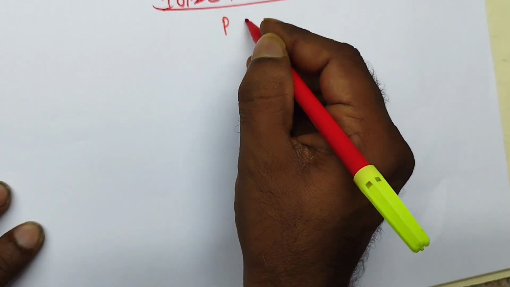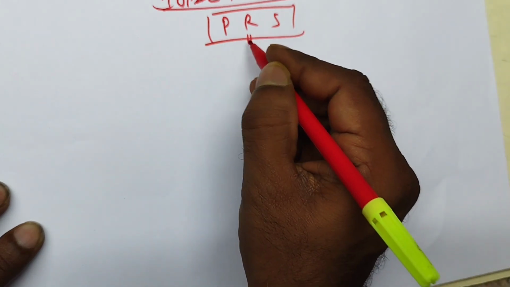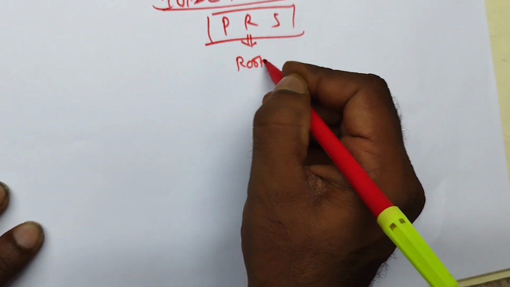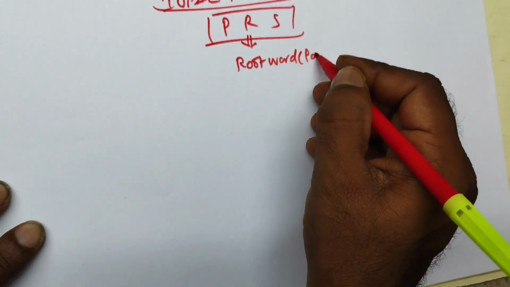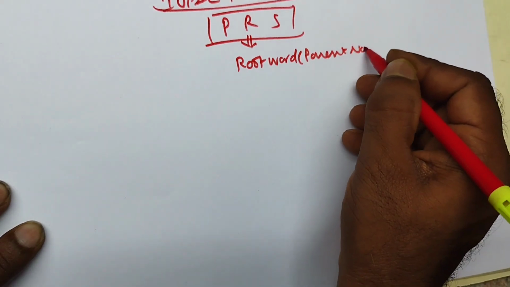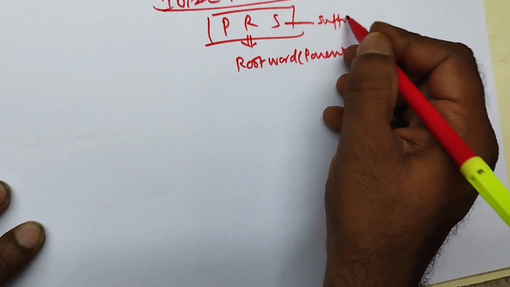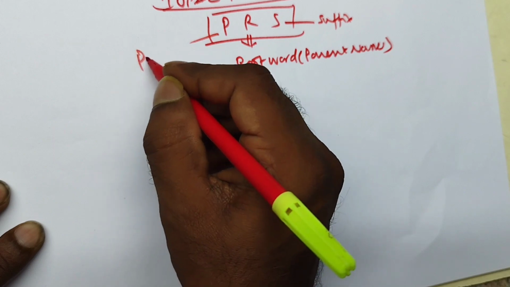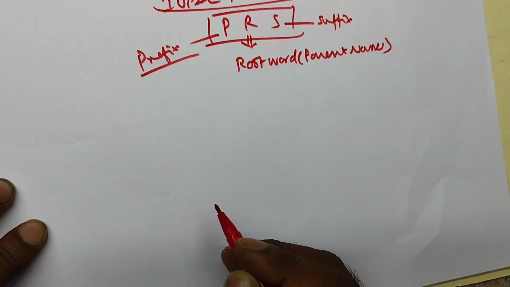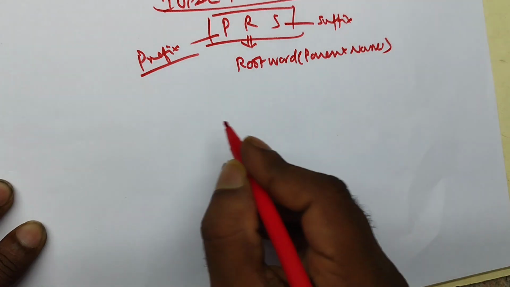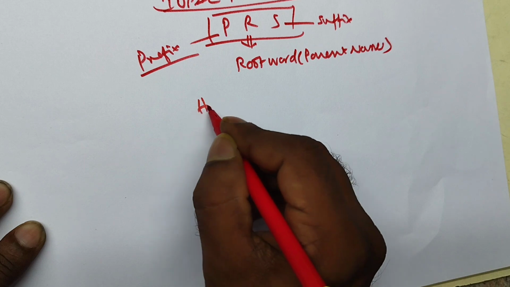In the last class I discussed PRS. R is a root word, or you can say parent name. S stands for suffix and P stands for prefix. Based on this we are going to discuss a few organic compounds. First we will take hydrocarbons.